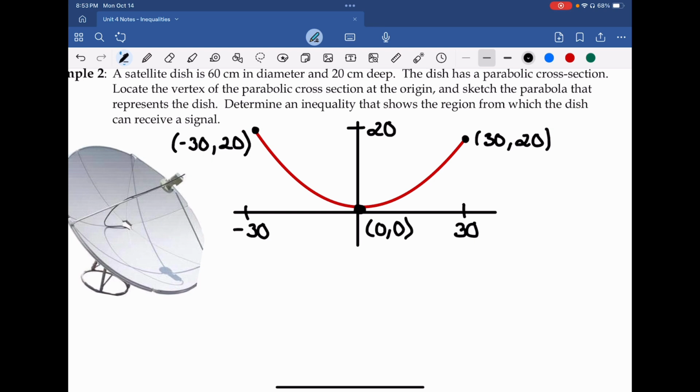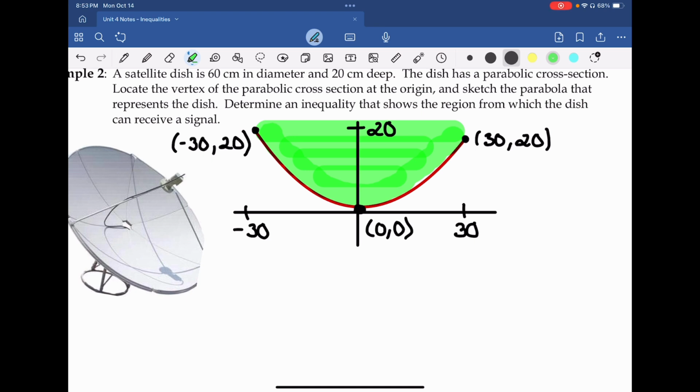Now, we first of all want to figure out the following. In this situation, they said we want to determine where the signal can reach. The signal can reach anywhere, including the inside of the parabola here. So we're going to shade all of this and say this represents the solution we're looking for. This is all the places where the satellite could receive signal, all within this area here.